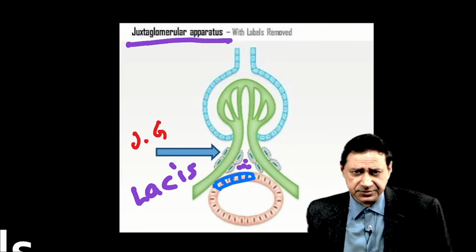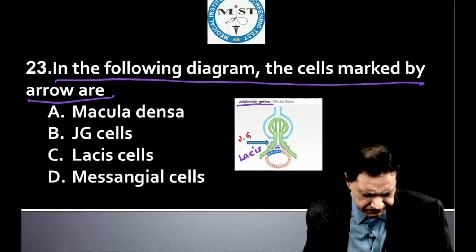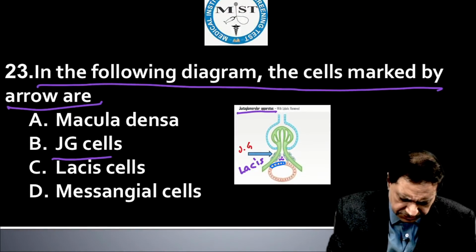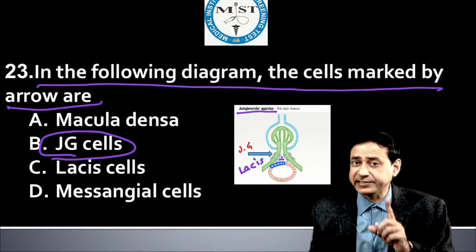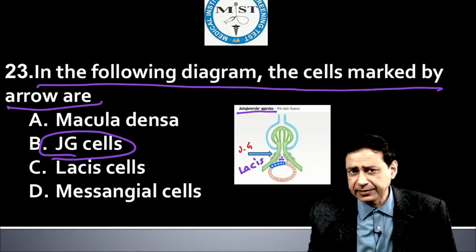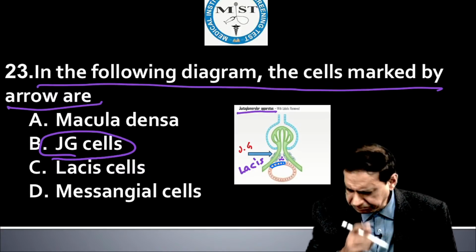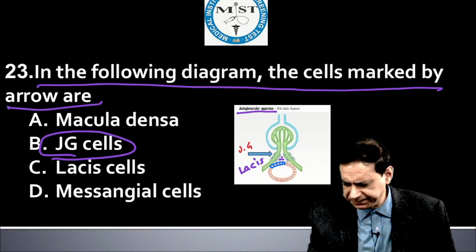So these cells are JG cells. The JG cells will secrete renin. Renin is secreted by JG cells. Okay? Yeah, you're right. These are JG cells.